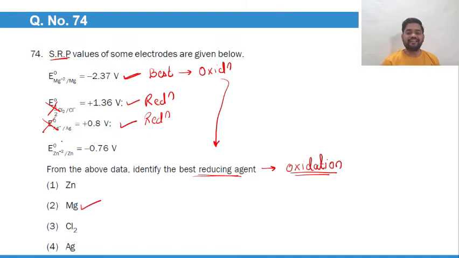It's not like zinc will not show reducing agent characteristics. It will show, but the best one is magnesium. So 674, option number 2 will be the right answer.